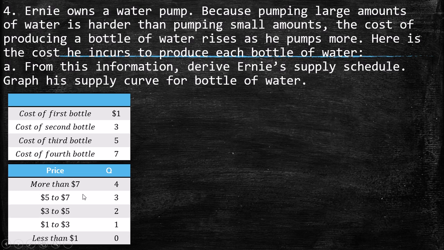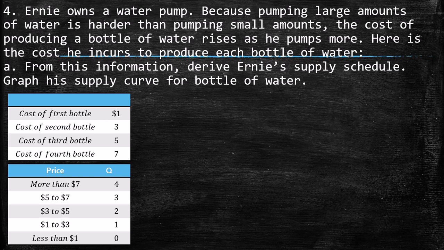When the price is more than 7, Ernie will produce 4. When the price is between 5 and 7, he will produce 3. When the price is from 3 to 5, he will produce 2, and when the price is 1 to 3, he will just produce 1, because of the cost of the first. And when the price is less than 1, less than the cost of the first bottle, it is better for him not to produce anything.